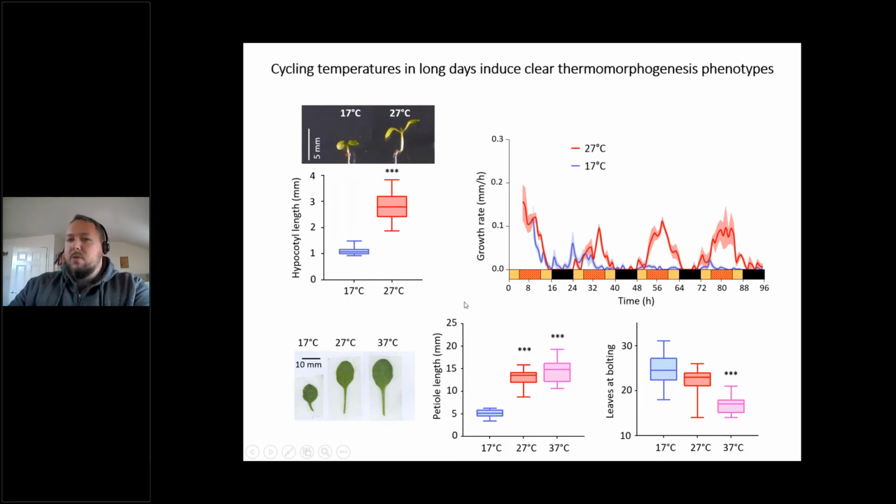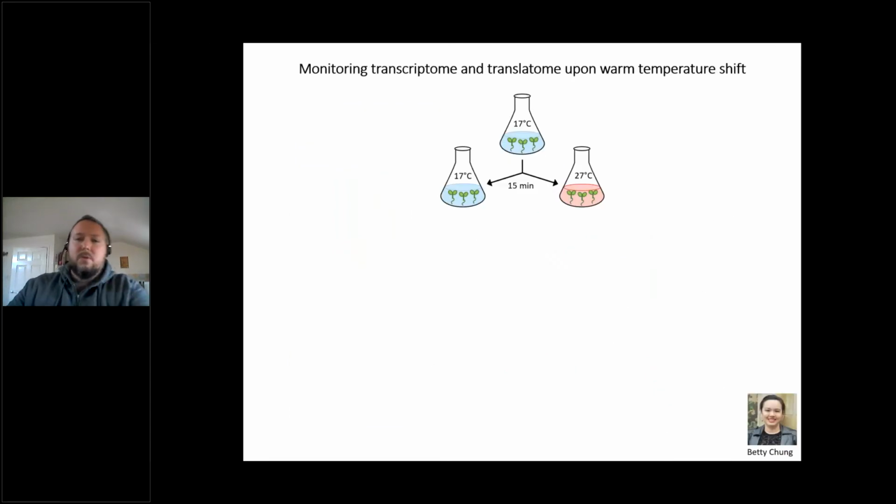Now, at this point, we were wondering what players could be involved in this response. And we were hypothesizing, because it seems to be a different pathway, that maybe it's not only transcriptional control that plays a role, but also translational control. The reason for that being is that translational mechanisms are known to gate growth in the context of the circadian clock and light signaling. So maybe that's happening with temperature as well. So at this point, we teamed up with Betty Chung, who is an expert on investigating translation in plants, and decided to have a global look at translation in response to temperature.